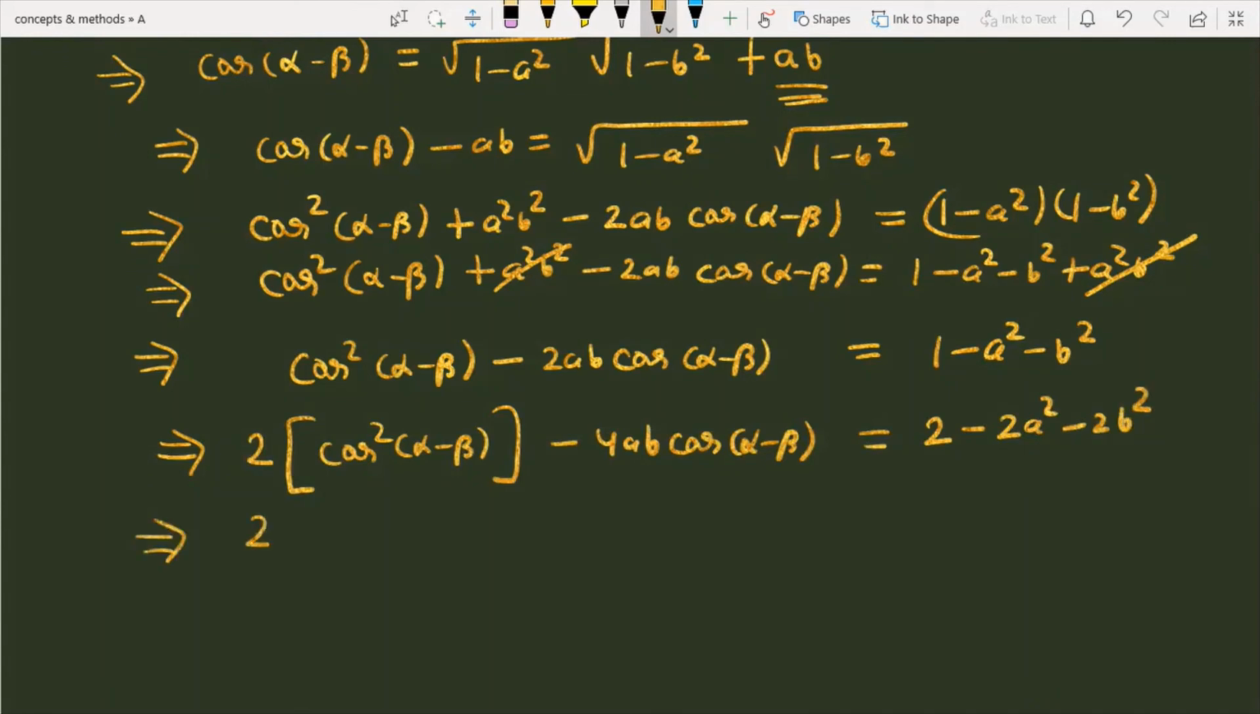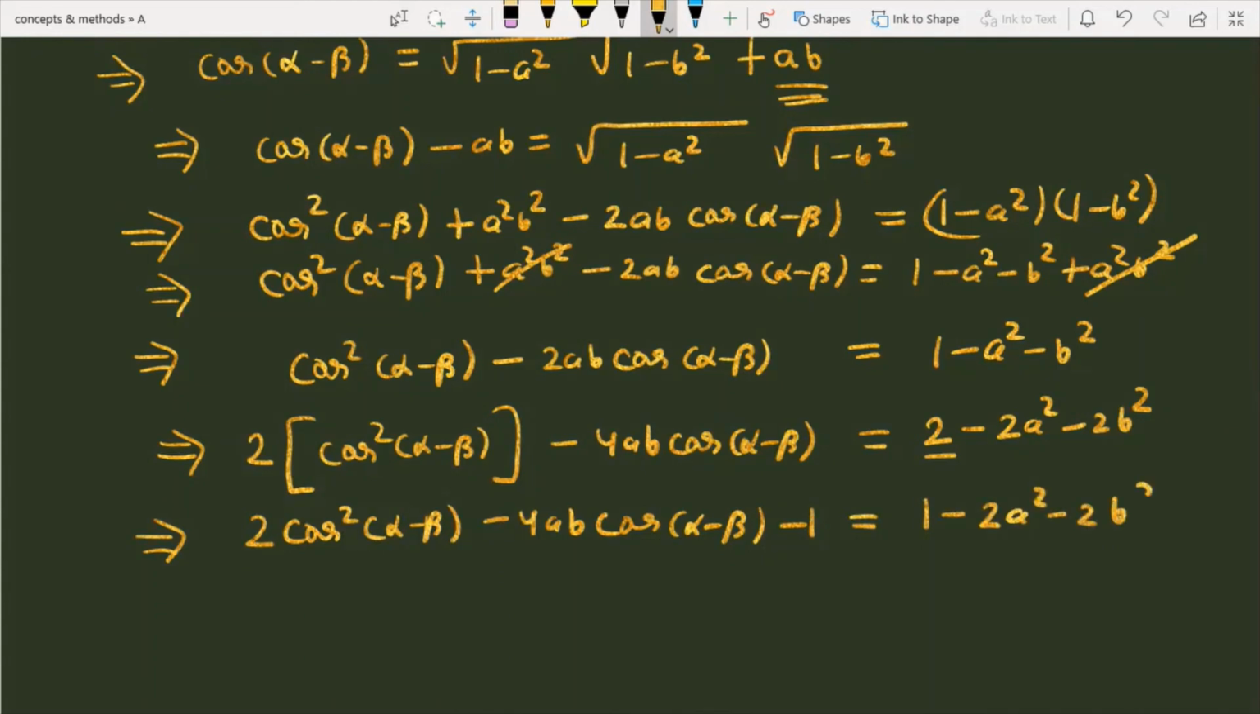So the expression is 2cos²(α − β) − 4AB cos(α − β). We can break 2 into 1 plus 1, and shift one 1 to the left hand side, giving minus 1, and this is equal to 1 − 2A² − 2B². And this is what we had to prove in the given question.